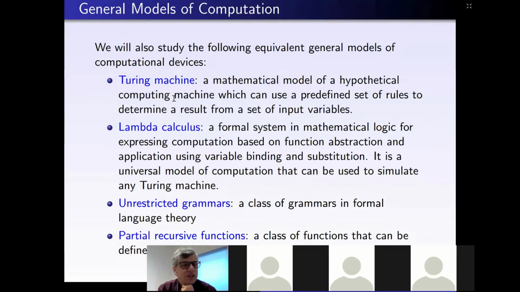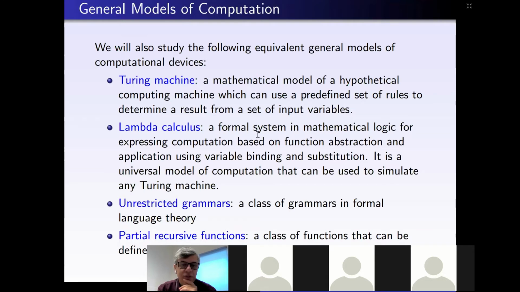We'll also study the following equivalent general models of computation devices. Turing machine, that's a kind of machine. I talked about the mathematical model of a hypothetical computing machine, which can use a predefined set of rules. We have a set of rules in grammar. When you are talking about the language and then the grammar, in the grammar we have the rules. Rules are regulations which convert one string to another, to determine a result from a set of input variables.